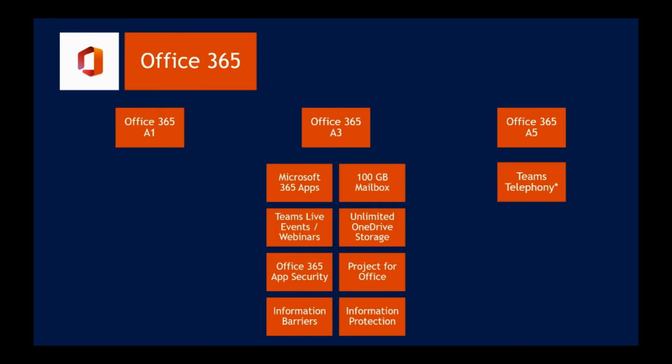In A5, we get an additional thing to help with Teams telephony. Nice little star there: this doesn't include the actual call plans to make any calls out. So you could use a third-party solution, or you could buy some additional licenses from Microsoft around calls, domestic calls, or international calls.